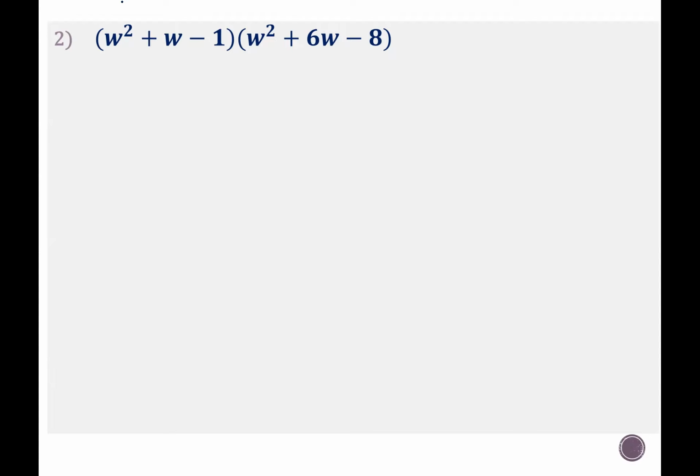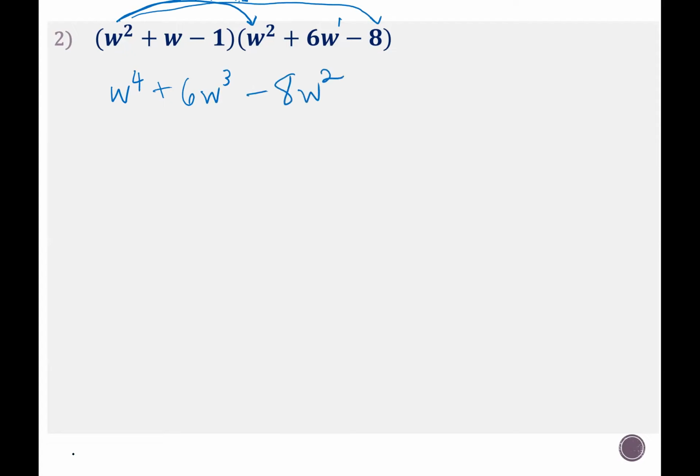So even though it's longer, you kind of get the hang of it. You kind of get into the flow of it. All right, so w squared times w squared, w to the 4th. W squared times 6w, that's 6w to the 3rd, because I'm adding that exponent. Oh, that was supposed to be an arrow here. And then w squared times -8 is going to be -8w squared.